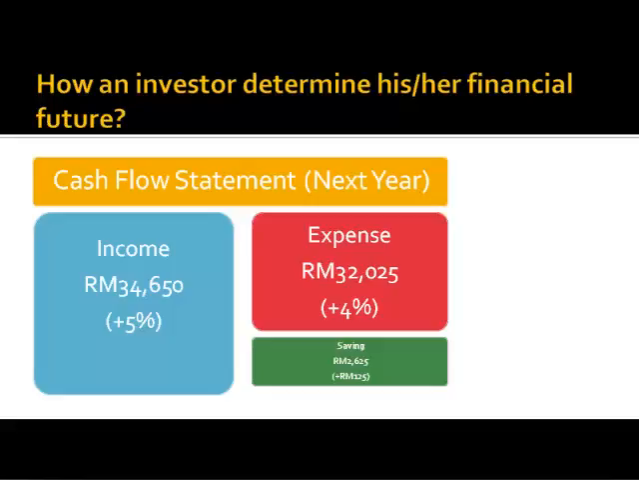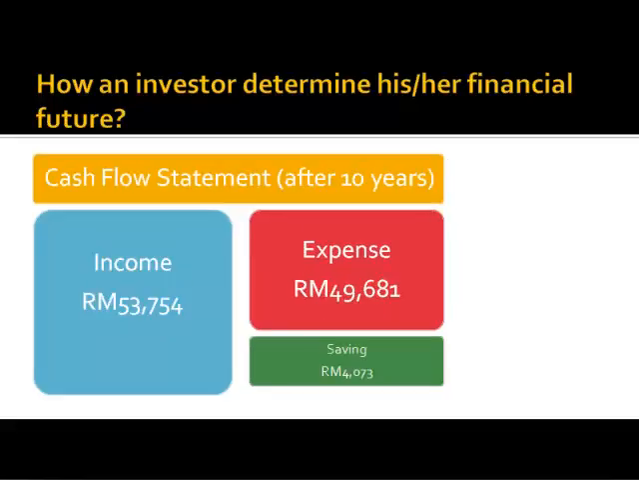34,650, and the expenses for next year, due to inflation, he has to factor in also. So here he assumes a 5% inflation cost, so the total expenses will be 5% more, or now 32,025 ringgit. And the difference again between this income and expense will become the savings, or we call it the cash flow for the year. Okay. So now it becomes 2,625, an increment of 125 ringgit compared to last year.